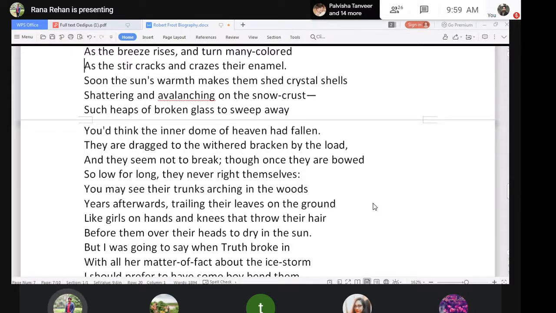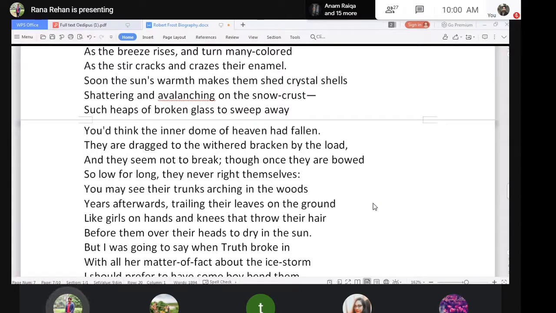So this is the same: though once they are bowed so low for long, they never right themselves, because they were actually bearing and enduring the weight of the problems and the atrocities of life. So they are now low. They are bowed and low for so long. They cannot correct themselves. They cannot right themselves. They cannot be once again in the same position where they were.